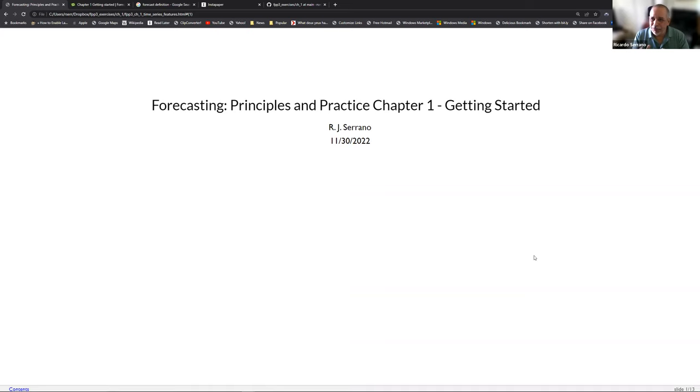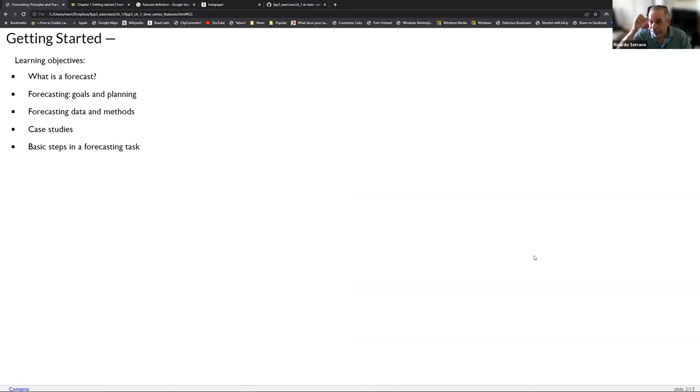Okay, so this is the first chapter of the textbook Forecasting Principles and Practice, third edition. These are the main topics of this chapter, which is kind of an introduction to the rest of the discussion. The first one is what is a forecast, or in the book it says what can be forecasted. But we have to begin with some kind of definition of what a forecast is, so we have a good sense, a good framework of what we're discussing.